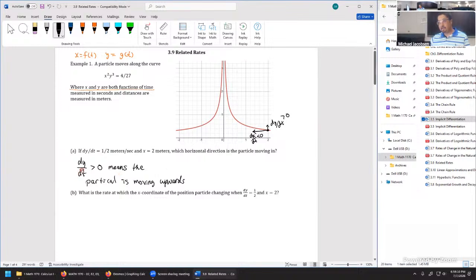So we can come down here, positive derivative means the particle moves upwards, which then implies the particle is moving to the left. So part A is kind of a fast problem. We didn't actually have to do a derivative right here. We just had to have an interpretation of what the derivative is conveying in the very first place. Well, any questions at all, folks, getting through part A?